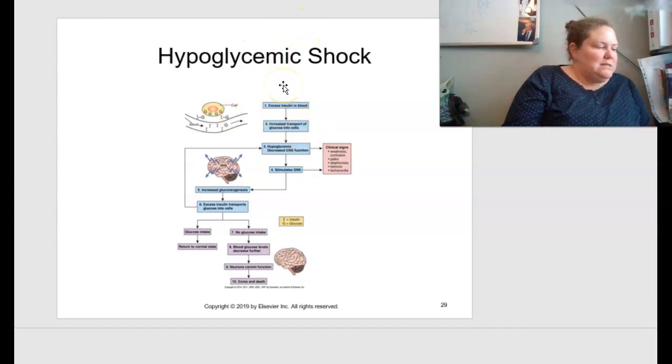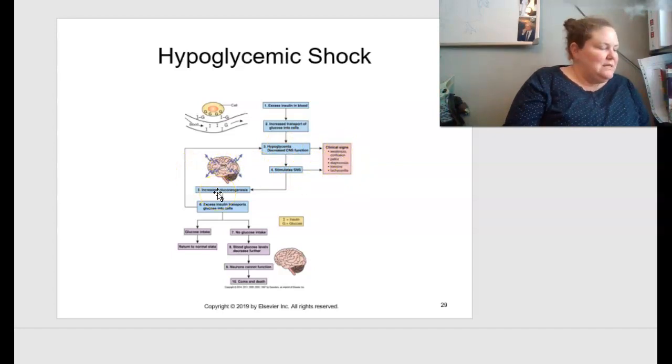So right here in 1, it says that there is excess insulin in the blood, and then the increased transport of glucose into the cells occurs, and then this hypoglycemia or low sugar is going to cause decreased central nervous system function. And so clinical signs of this could be weakness, confusion, pallor, diaphoresis, tremors, or tachycardia, right? High heart rate. And because this causes a stimulation to the sympathetic nervous system, or SNS, both of those can go to create each of these symptoms.